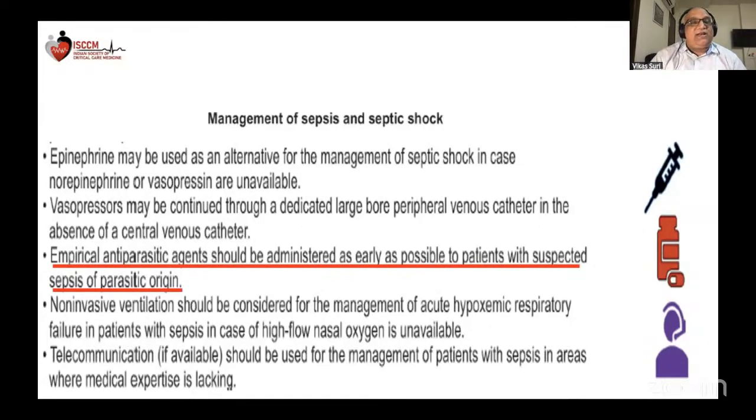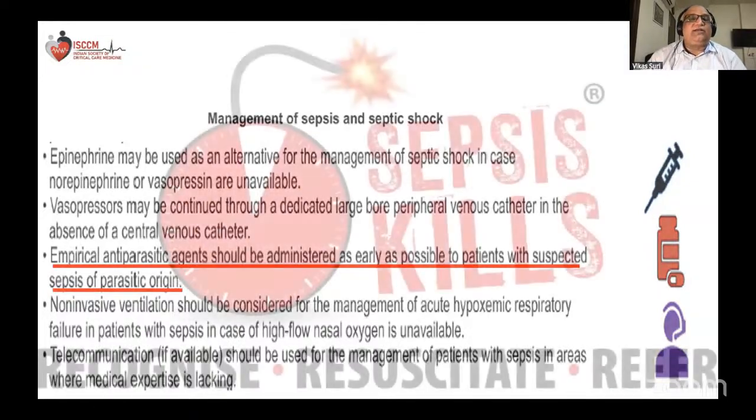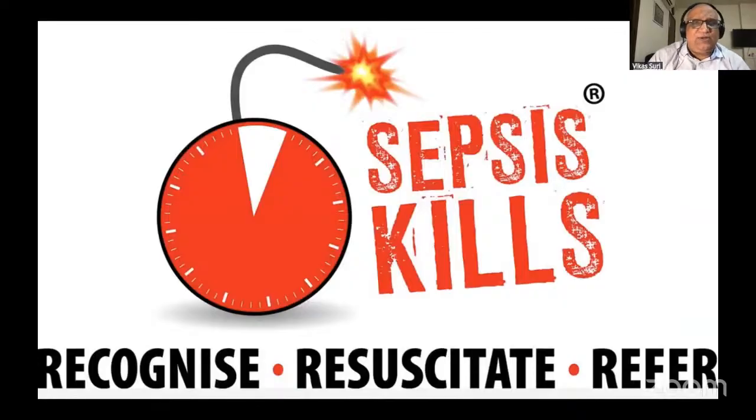they recommend empirical antiparasitic agents in suspected sepsis of parasitic origin. This is keeping in mind the increased malaria which is there in the northeastern part of our country. So in the end, I would say sepsis skills: recognize, resuscitate, and refer early, and it leads to decreased mortality.